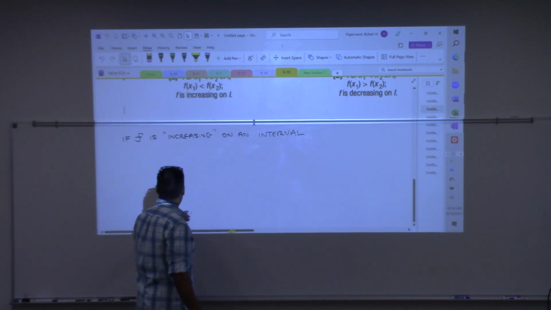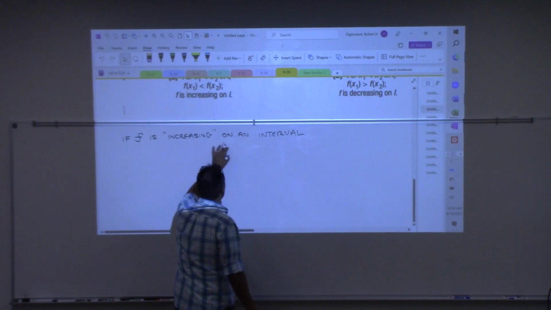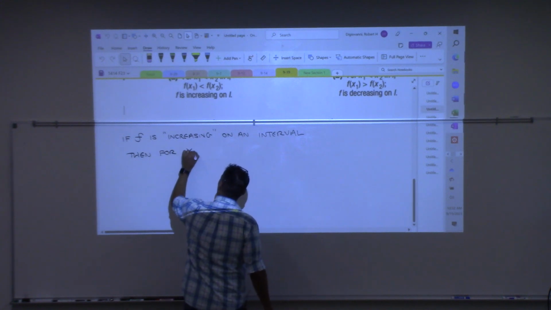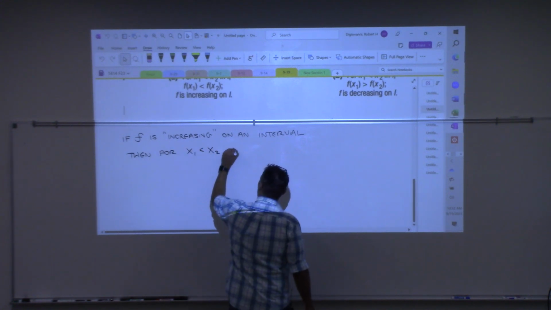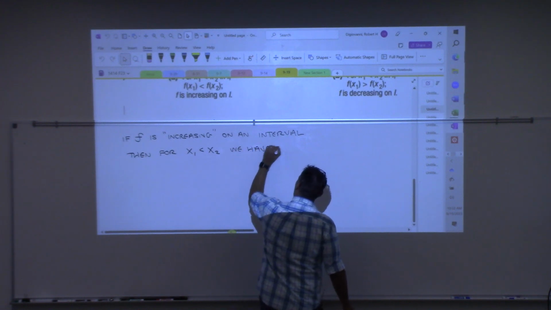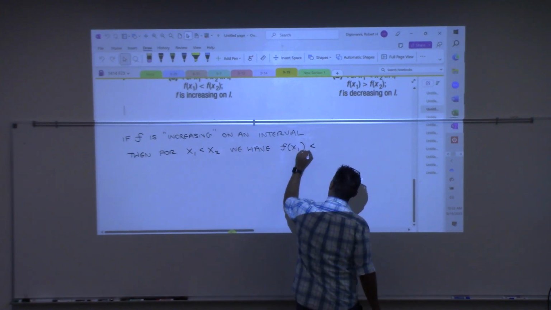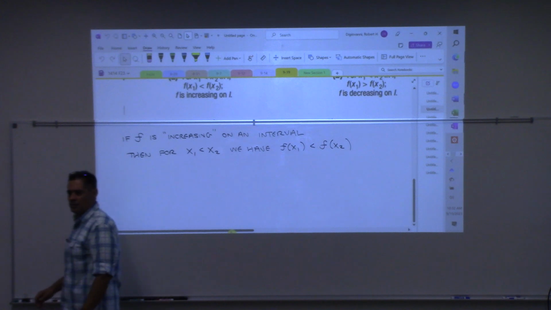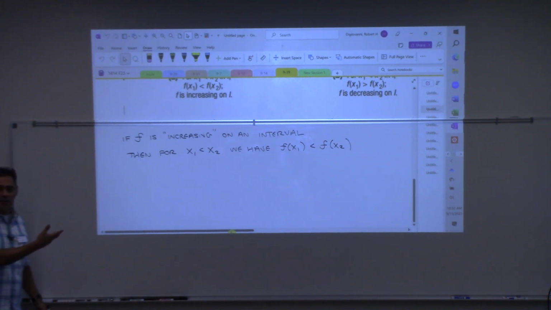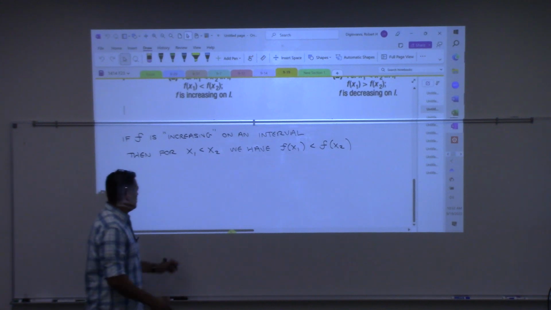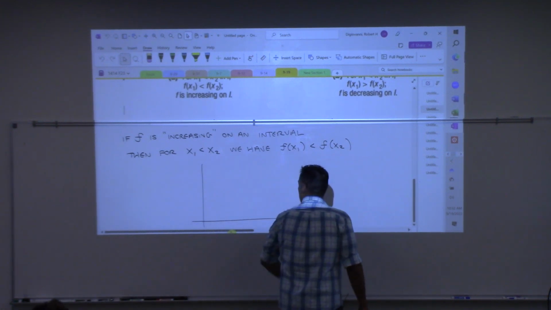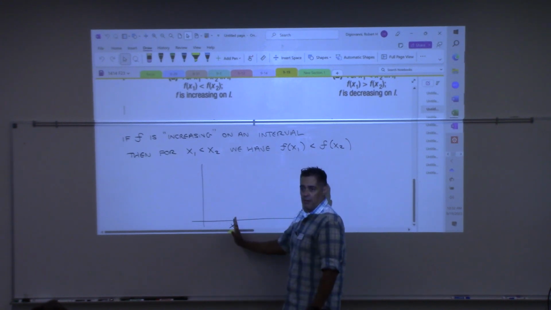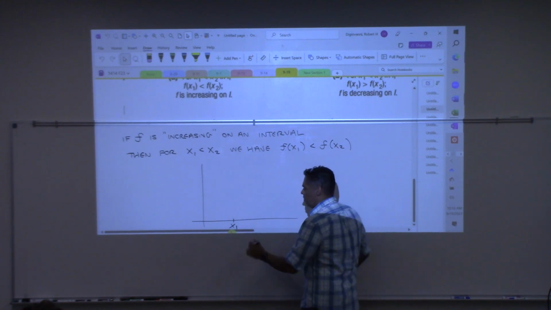Here's how you say that algebraically. If f is increasing on an interval, then for x1 less than x2, we have f of x1 must be less than f of x2. What is this saying? Let me just draw it, because it looks bad, but it's not as bad as it looks. Let's say I pick an x1, some x coordinate, and I tell you that it is less than x2, which means it's to the left of x2.